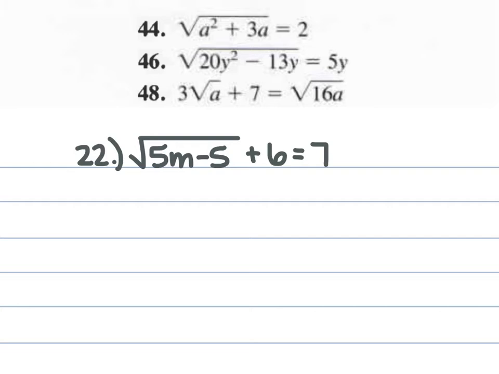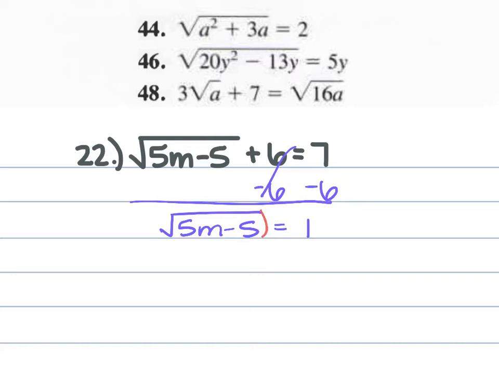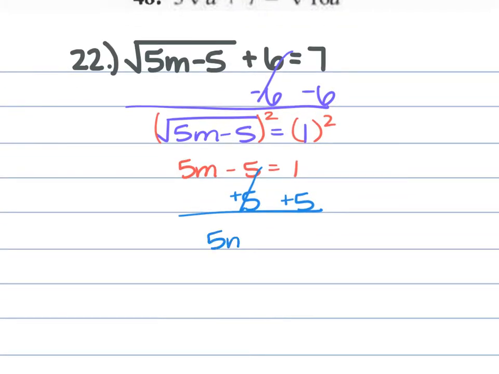For 22, we have the square root of 5m minus 5 plus 6 is equal to 7. So we're going to subtract the 6 from each side. We have the square root of 5m minus 5 is equal to 7 minus 6 is 1. Then we square both sides to give us 5m minus 5 is equal to 1. We add that 5 to each side to get 5m is equal to 6. And then we divide each side by 5. So m is equal to 6 over 5.